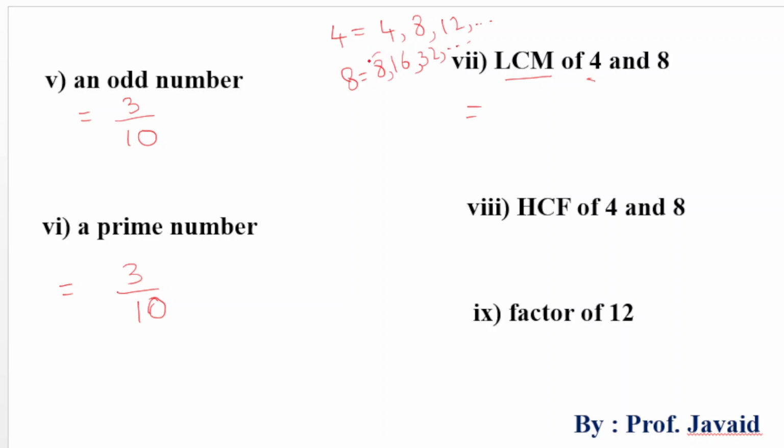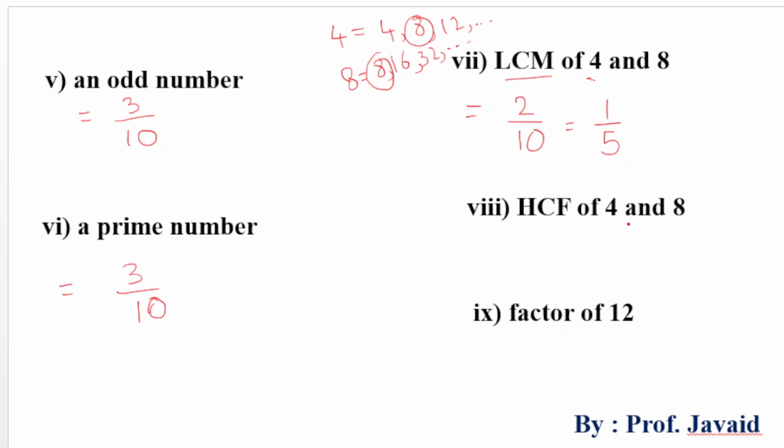So what is the least common? Only 8 is the common multiple, so LCM of 4 and 8 is basically 8. So let us write this 8. 8 is in the question 2 times. So that will be 2 by 10. After simplifying, it will be 1 by 5. So I hope you understand.